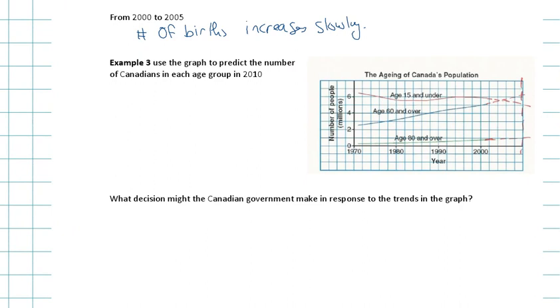So what we have here is a graph to predict the number of Canadians in each age group in 2010. The graph shows the number of people in millions and the year, for Canadian people age 80 and over, age 60 and over, and age 15 and under. Can you describe to me what you see in the age 80 and over group of Canadians? Slowly increasing, right? And can you tell me why that might be?